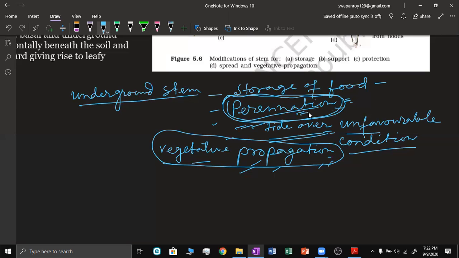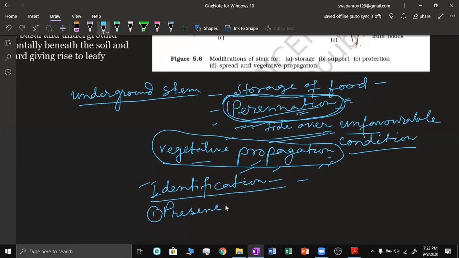Then how can we identify that this is a stem, not a root? How can we prove this identification? First, there is the presence of node and internode. Nodes and internodes are present. Then the presence of bud.